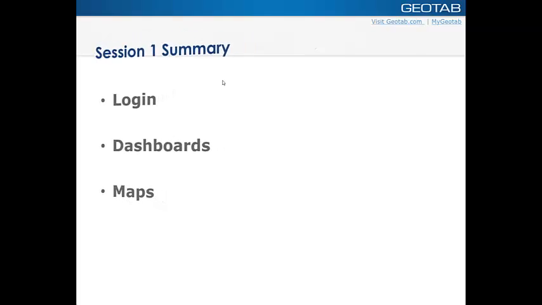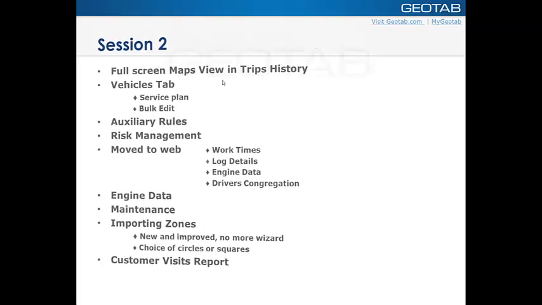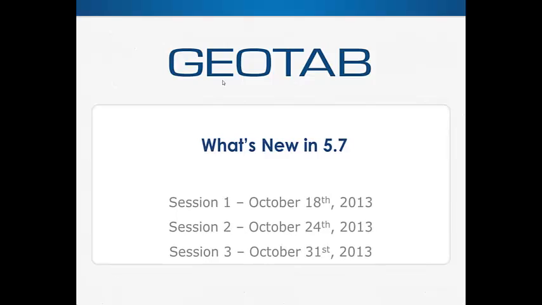Today in Session 2, we are covering Full Screen Maps View, Vehicles tab, Auxiliary Rules, Risk Management, What's Moved to the Web, Engine Data, Maintenance, Importing Zones, and Customer Visits. And then in Session 3, on October 31st, we will be covering NFC Identification, Drivers and Users, Reports, and Geotab Drive. As we enter into this session, we have Angie, Steph, and Jordan walking through enhancements and the new look and feel.